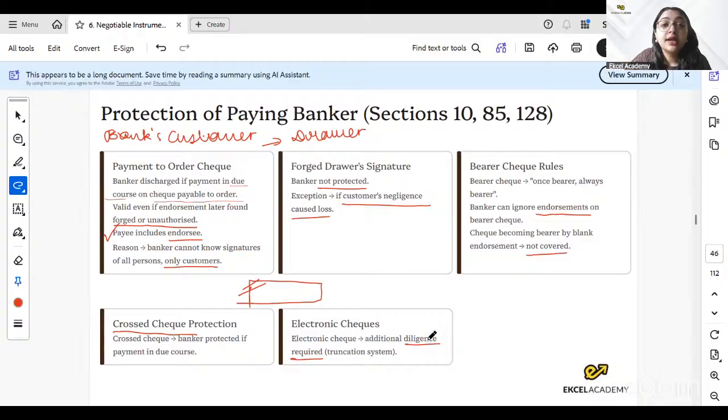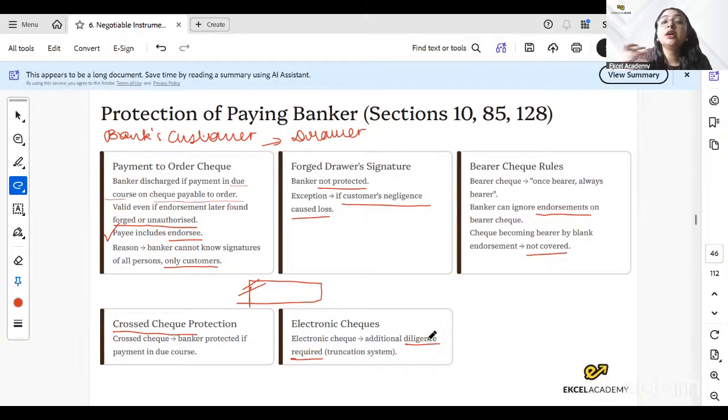Whether it is on the correct date, right? You will have timestamps in case of your electronic transactions. You will have your digital signature, whether there is a valid digital signature or not. So in addition to your regular checks, your electronic checks are going to have additional checks in place, all right? So this is how your paying banker is protected.